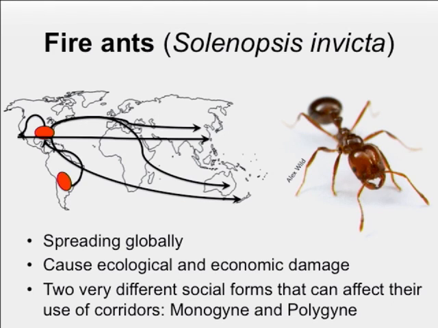And they have these two very different social forms, monogyne and polygyne, that I've talked to some of you about, that have very different traits that can affect how they use the landscape. So I'll talk about that next.